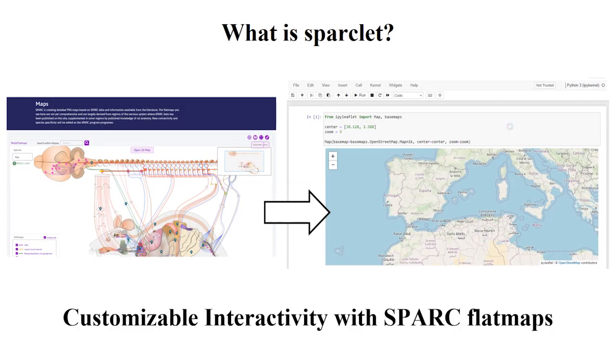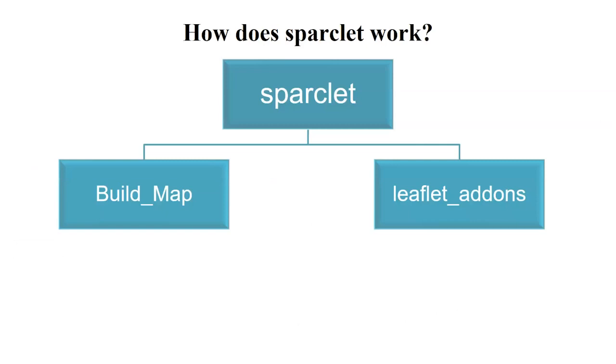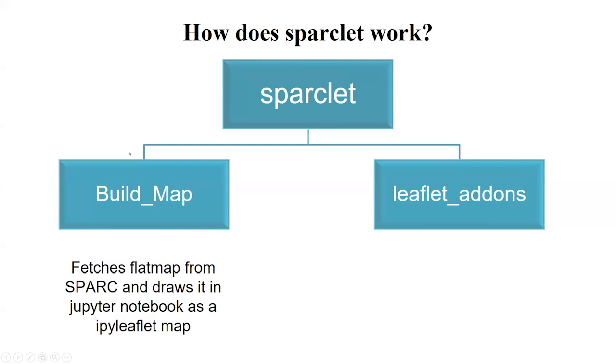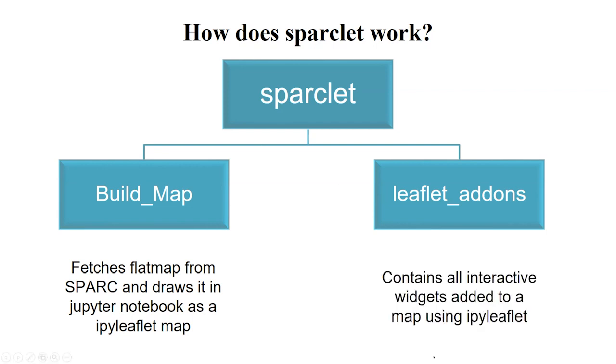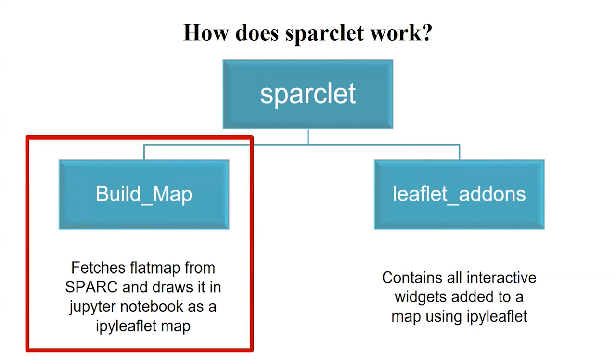And to do this, SPARClet is constructed into two classes. One is a build map class, which talks to the SPARC flat map servers, takes the flat maps from there, imports them and draws them in Jupyter Notebooks. And the other one is the IPyLeaflet add-ons class, which contains all the interactive widgets that are already available. This is the class that you can extend to actually add new stuff. I'll first start with the build map stuff, and then show you later on what the leaflet add-ons can do.